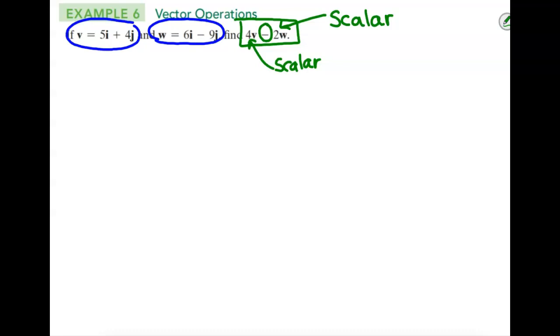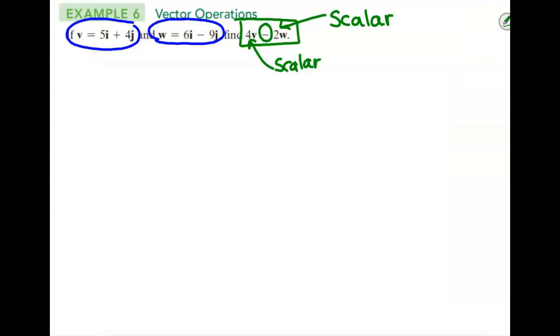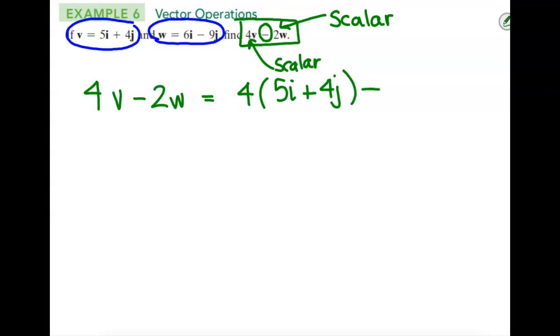If you want to refer back to our previous slide, you're welcome to do so. Remember, when you do a scalar multiplication, you're distributing it all the way through. And our vector operation of subtraction is right here. So here we go: 4v minus 2w. First we're going to multiply vector v by 4, so it's 4 times 5i plus 4j, and then minus, vector w we're going to multiply by 2. So 2 times 6i minus 9j.